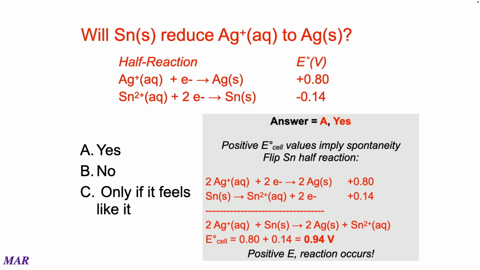This is the reaction that will occur. And because, again, that E cell is positive, delta G is going to be negative. This is going to happen. If it was a negative E, then it would not happen. All right, that's kind of the thing.